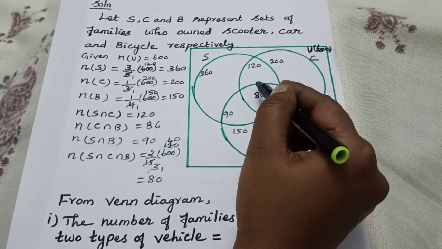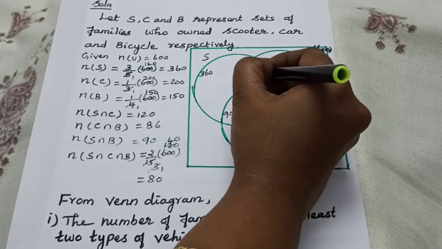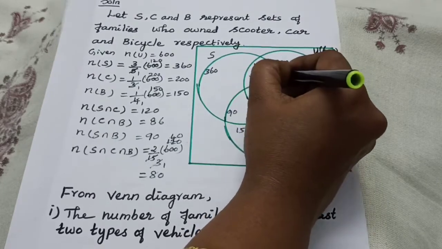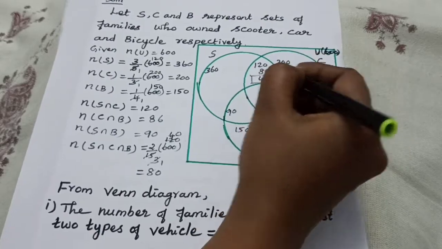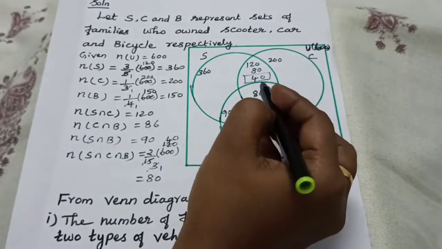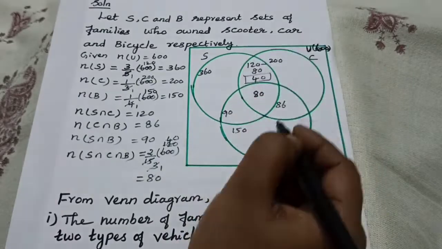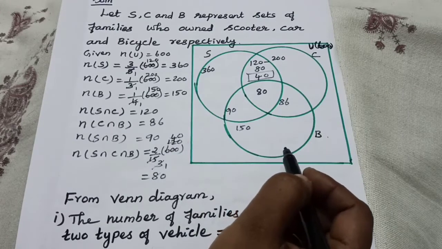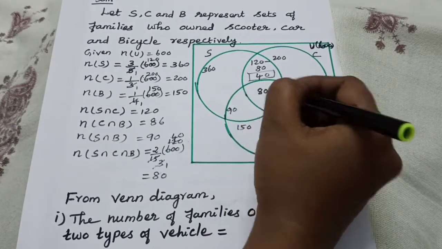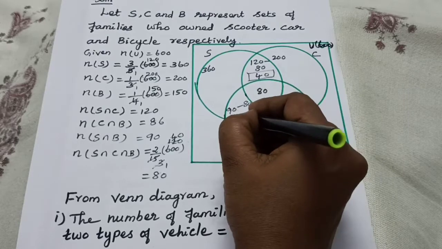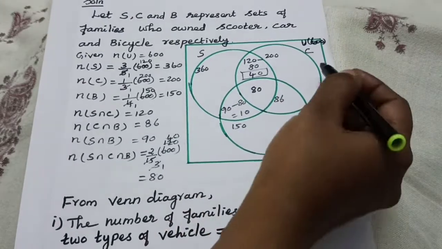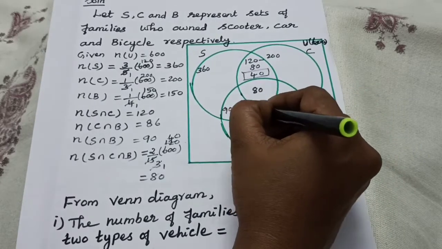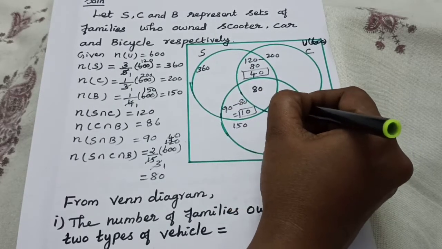Only scooter and car, how many of them are using? How can we find this? We have to subtract 80, then we will get 40. Only scooter and car, 40. Then only scooter and bicycle, how many of them are using? 90 minus this 80, then equal to 10. Then like that car and bicycle, 86 minus 80, then equal to 6.